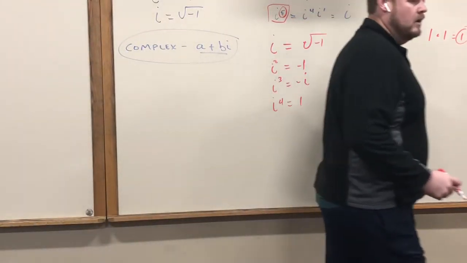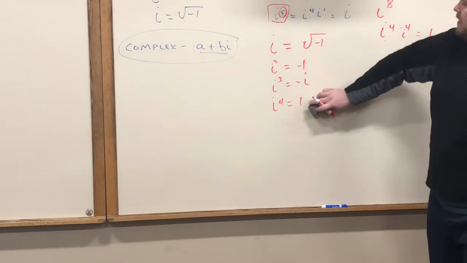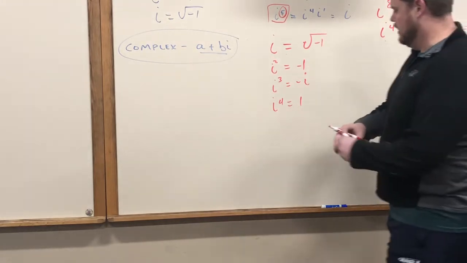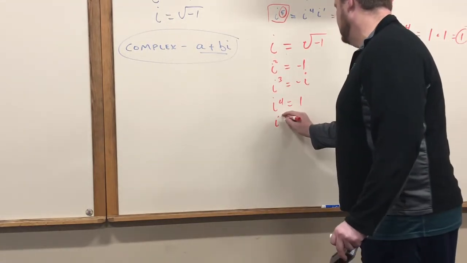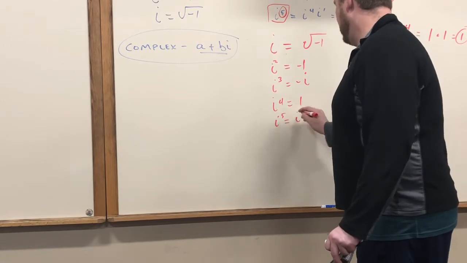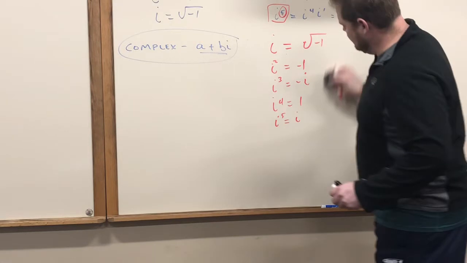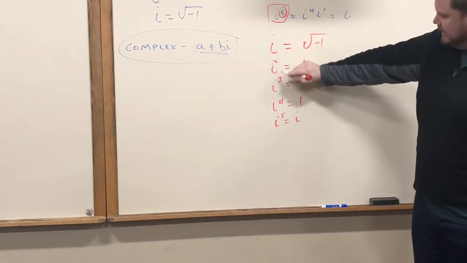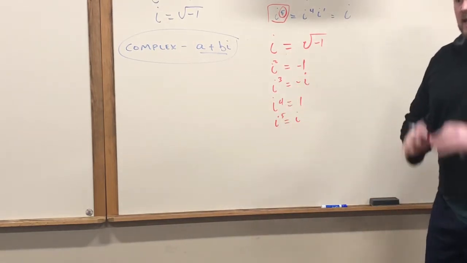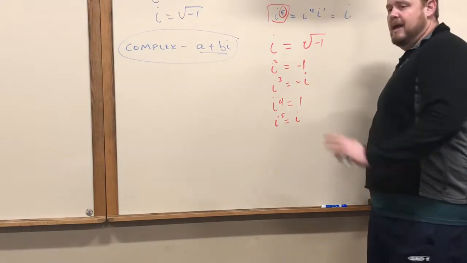A bigger one. All right, so the key ones you need to remember are these right here. And i to the 5th, which we already did, which would give me a positive i. So, these are the 5 you need to memorize: i squared, i cubed, i to the 4th, i to the 5th. You memorize those, you will be able to do any problem.